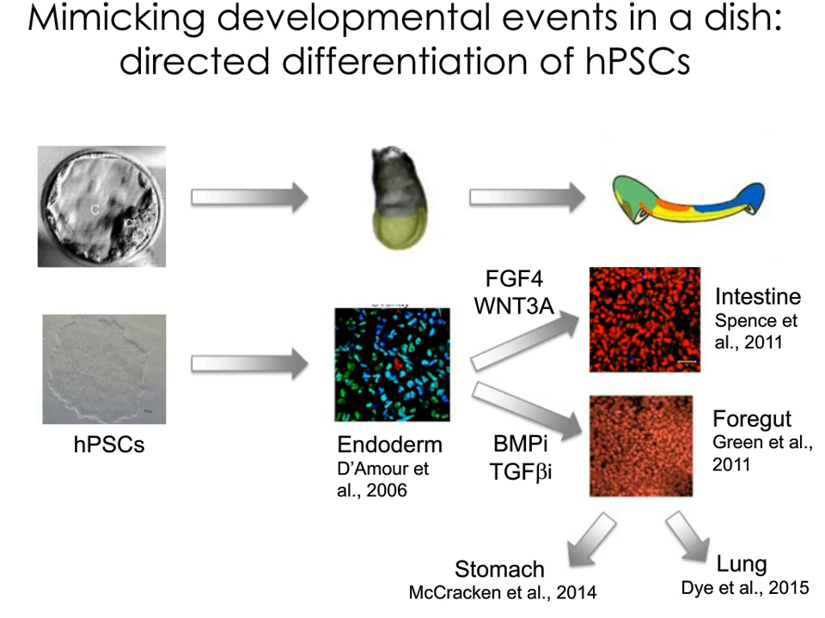And so we found that by activating FGF and Wnt signaling together, using FGF4 and Wnt3A, we can instruct these cells to become intestine. Others have shown that by inhibiting BMP signaling and TGF-beta signaling, you can drive these cells into a foregut lineage, and further, you can then take these foregut cells and differentiate them into stomach or lung tissue.